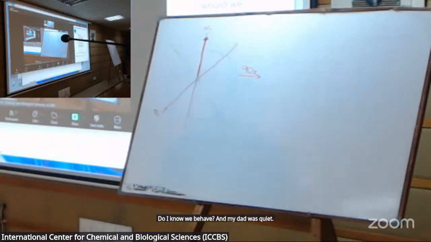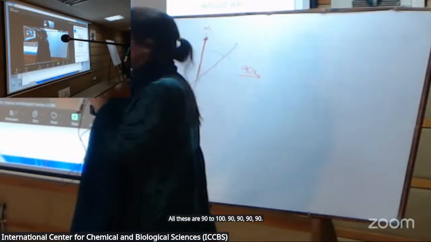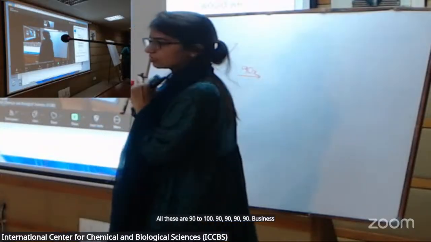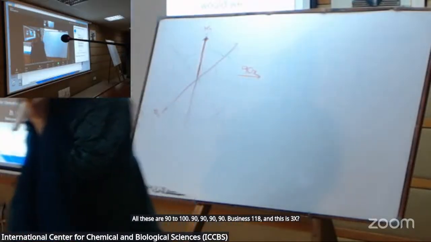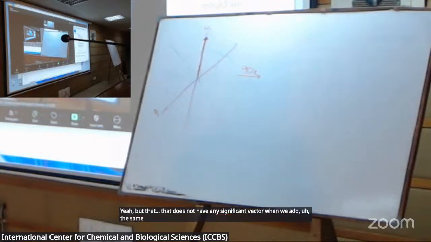Half circle is 180, full circle is 360. All these are 90 to one another: 90, 90, 90, 90. This is 180 and this is 360. But that does not have any significance, the magnetization vector will be at the same direction so we don't use 360.